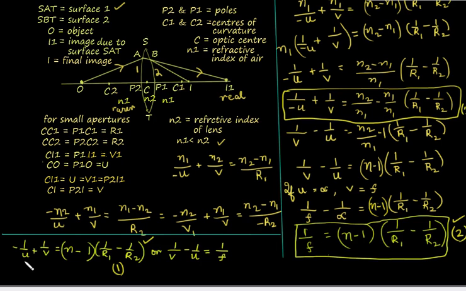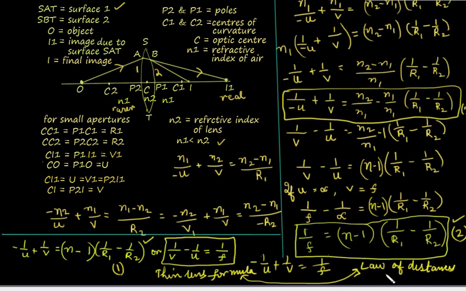That is negative 1 by u plus 1 by v is equal to 1 by f. Or we can write this as 1 by v minus 1 by u is equal to 1 by f. This equation is called thin lens formula. This is also known as law of distances. This equation is applicable for convex lens forming virtual image and also for concave lens. We will just accommodate it here.